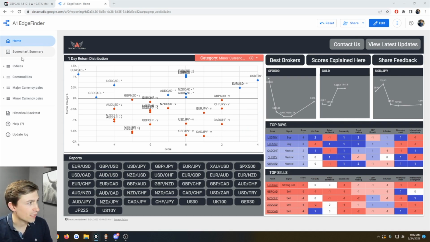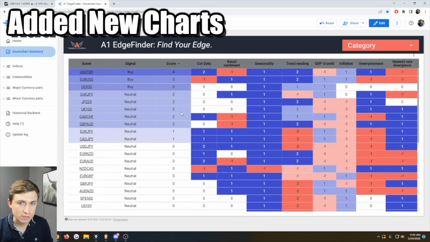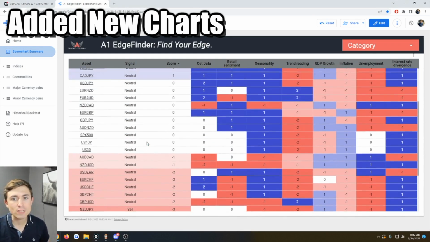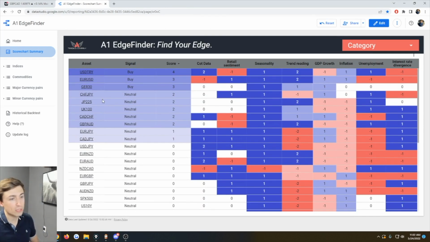So that's kind of how that's working. The score chart summary is much the same, but we have added plenty of different charts. You can see all the different ones here. For example, if there's anything that you look at yourself, feel free to pause the video and take a look at the currency pair or asset that you are looking at to see how it's reading.